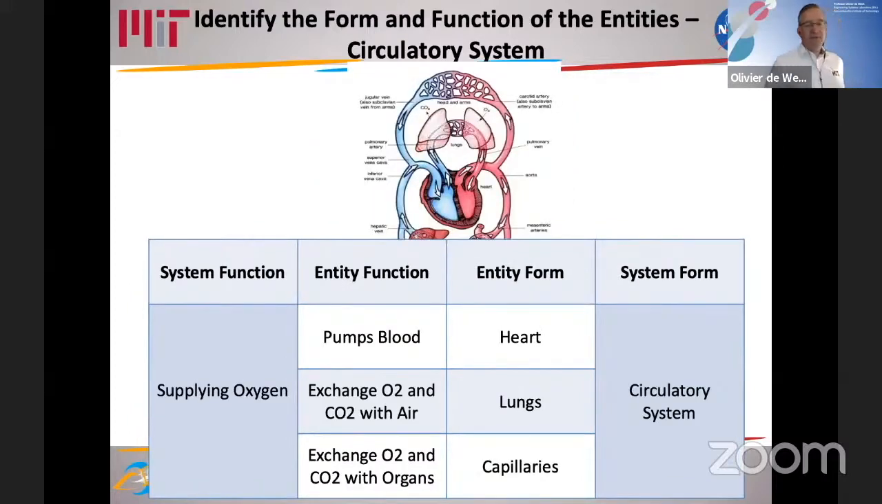If we decompose the circulatory system, we have the heart, the lungs, and the capillaries. What does the heart do? Pumping blood. What do the lungs do? They exchange oxygen and CO2 with the air. And then our capillaries exchange oxygen and carbon dioxide. I'm going to talk about carbon dioxide again in a few minutes with our organs. And so we can go into greater level of detail, but you see the logic here of functional decomposition.